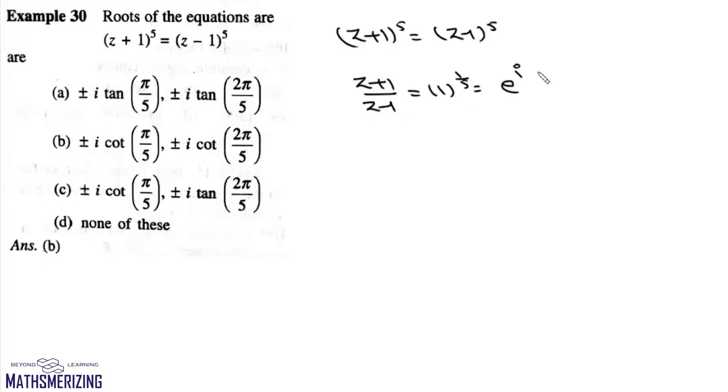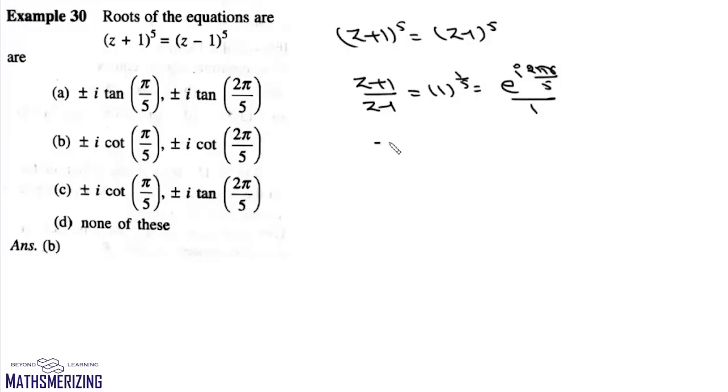Now example 30 is, we need to find the roots of this equation. We are given this equation, which is z plus 1 to the power 5 equal to z minus 1 to the power 5. Now we can write this as z plus 1 upon z minus 1, and this is a fifth root of unity, and it is nothing but e to the power iota 2 pi r by 5. Now we'll use componendo and dividendo.